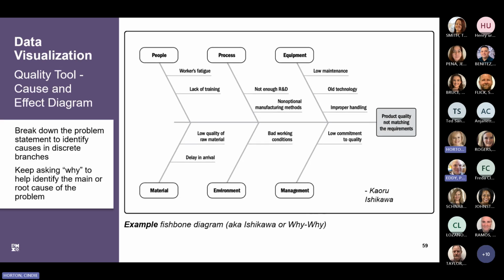We've all heard the phrase, a picture is worth 1,000 words. Well, data visualization can help the project team to better understand what may be impacting the quality of the project's deliverables. When we can see what's going on through a visual, we can potentially achieve greater transparency on our projects. One data visualization tool, the cause and effect diagram, breaks down the causes of a problem statement, helping to identify the main or root cause of a problem.